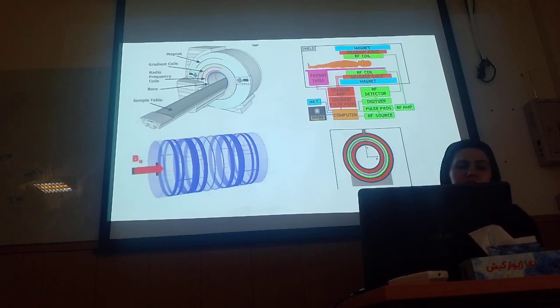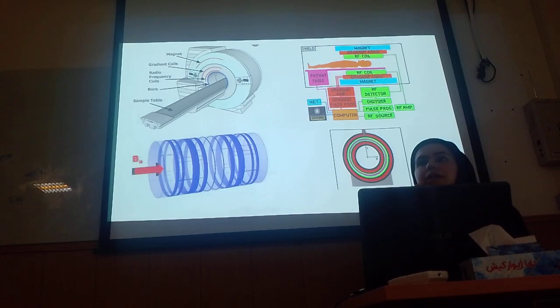Parallel to the body of the patient, we have a constant externally applied magnetic field. When a patient lies on the scanner, in fact, he is placed within an externally applied magnetic field.